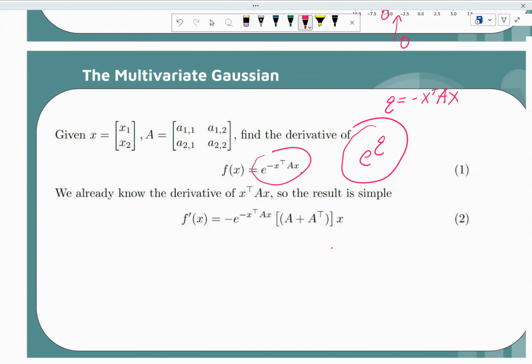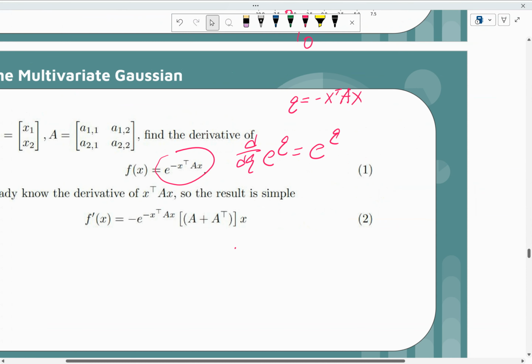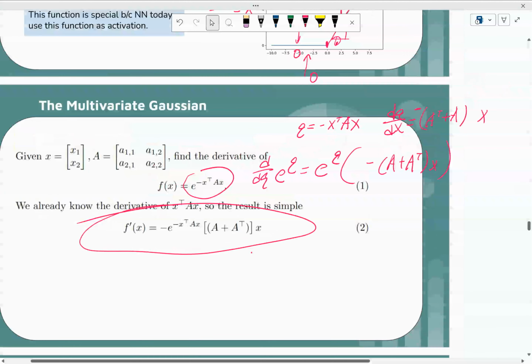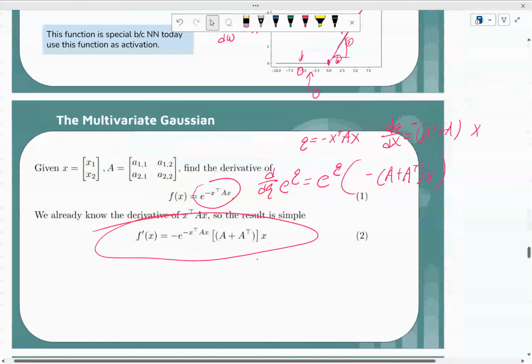Well, the derivative of e to the q is simply e to the q. And from the previous quadratic, we learned that the derivative dq/dx is equal to (A transpose plus A) x. Okay, and there's a minus sign, so a minus here. Therefore, the final solution is simply minus (A plus A transpose) x, which is right here. So for the multivariate Gaussian, the derivative is also pretty easy.